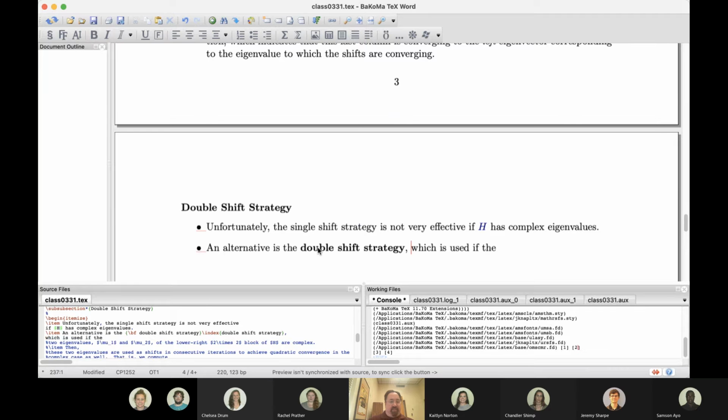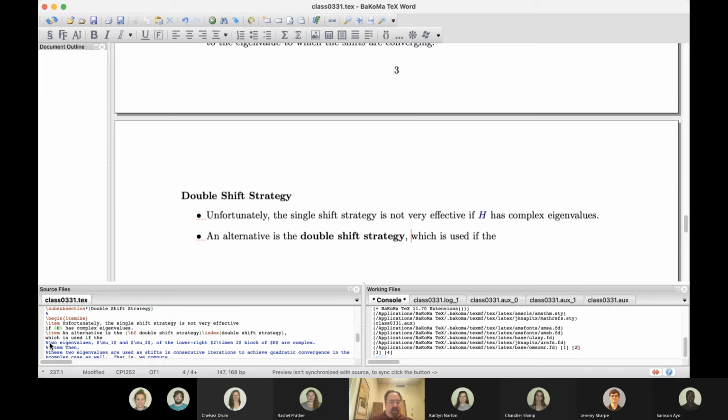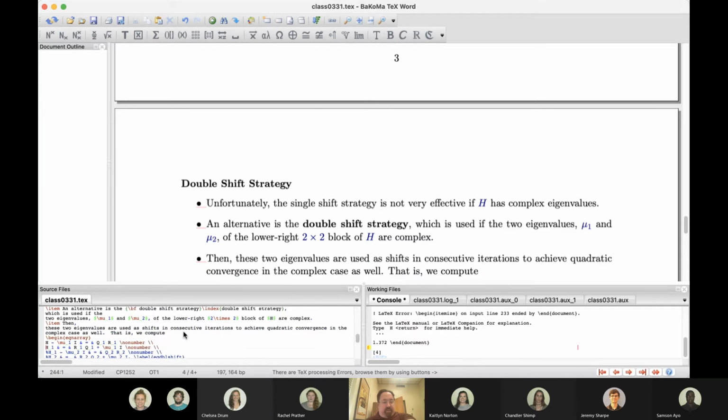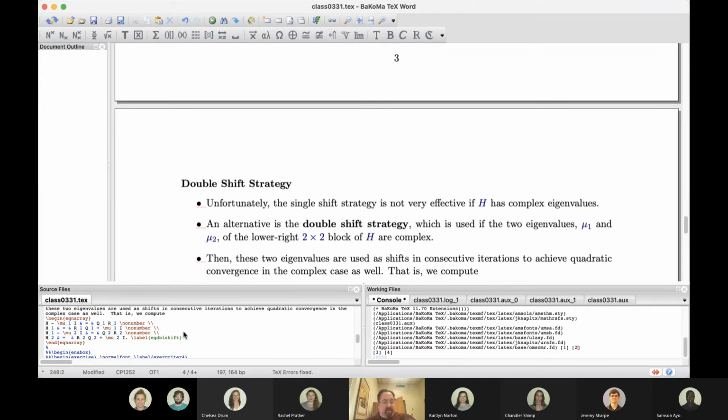You can use what's called a double shift strategy. So if you look at, instead of the last element of H, the lower right 2x2 block, you can check if its eigenvalues are complex. And if they are, then you can use those as shifts. So you can carry out 2 iterations, one with each eigenvalue in its complex conjugate pair.